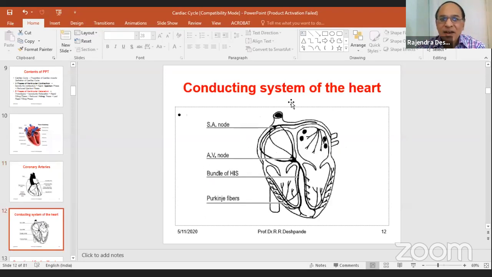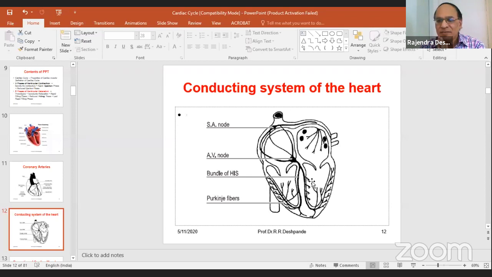Now this is the conducting system of the heart, or electrical circuit. It is asked in the oral examination. This is the SA node. Here the current starts, the electrical current. Then from the SA node to the AV node. Then from here to the bundle of His. See the cursor, bundle of His. This is the name of a scientist. Then the right bundle branch and left bundle branch.